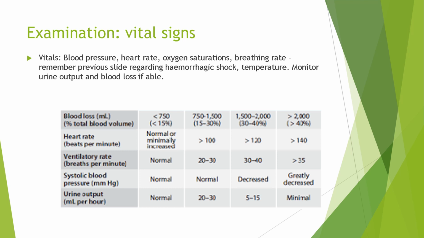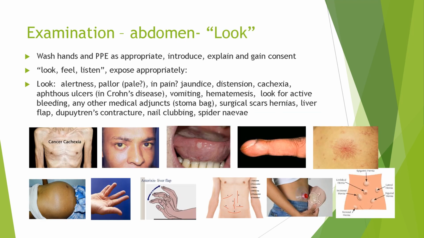So to start off with the examination, you'd want to do vital signs, and you can see on this lovely table here, someone who's lost a lot of blood, their heart rate's up, their breathing rate is up, their blood pressure is reduced, and the urine output's reduced. Then you move on to the examination of the abdomen.